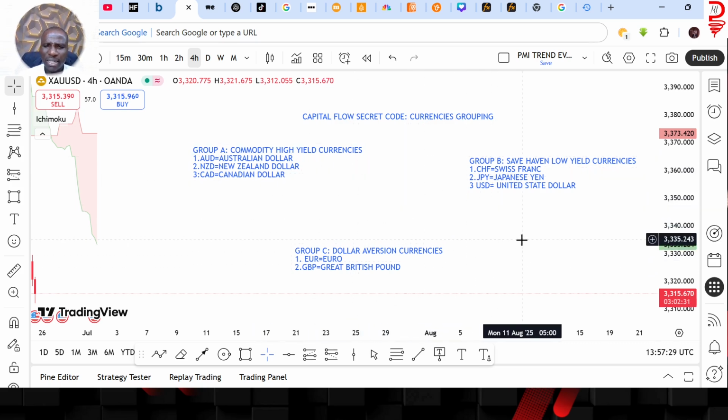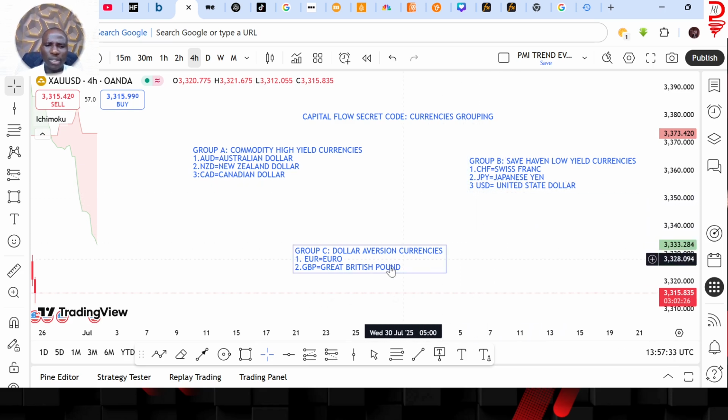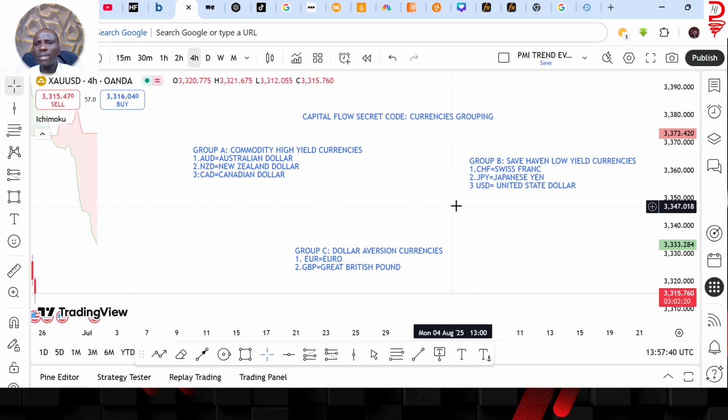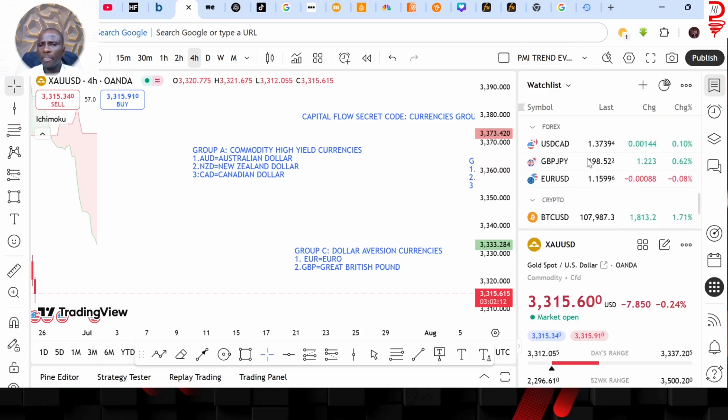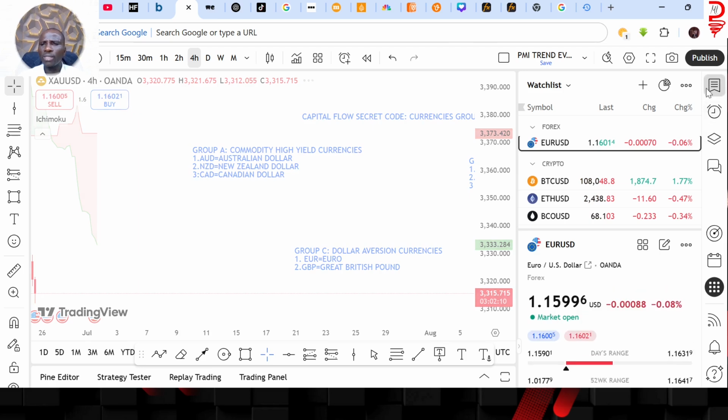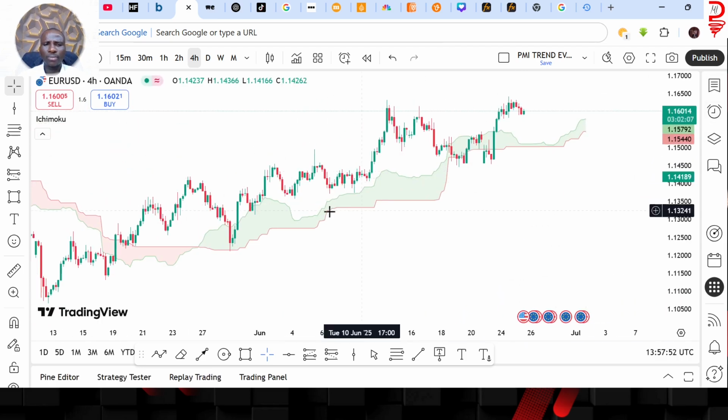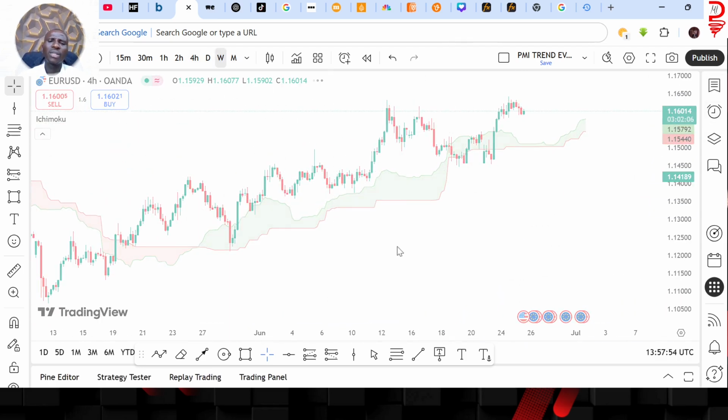So let's say we pick USD and let's pick Euro now, for instance. This is a cross group. We are picking group B and group C now. So we are picking from safe haven low yield currency and dollar aversion currencies. So let's now go to Euro USD. Let's go to the weekly chart.